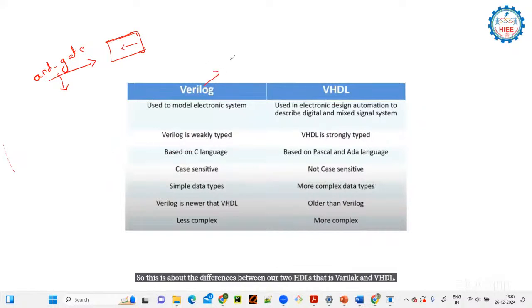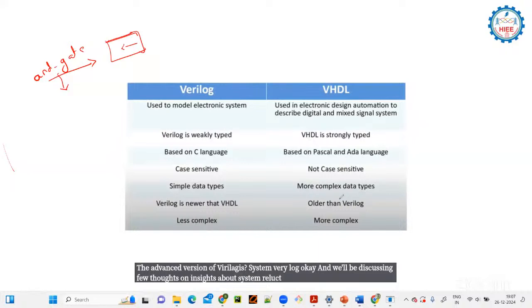The advanced version of Verilog is SystemVerilog, and we'll be discussing a few insights about SystemVerilog in our next day session.